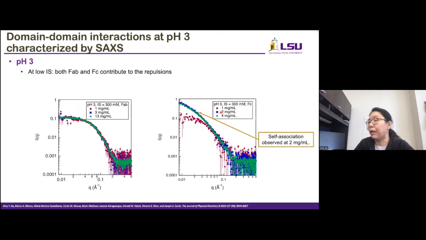2 milligrams per mL. And then the NISTmAb shows that it forms high molecular weight species already at 2 milligrams per mL as well at pH 3 and high ionic strength. So that's why we think the mAb self-association is probably primarily due to the Fc attractions.